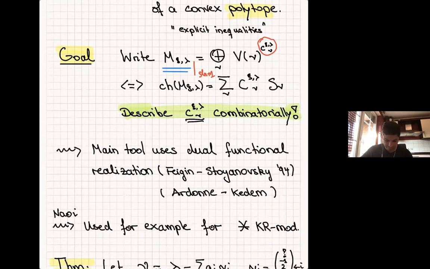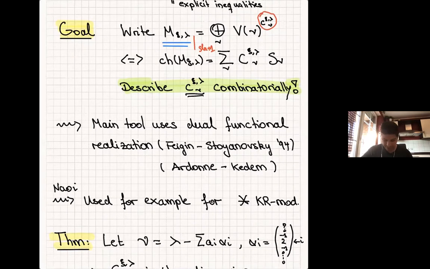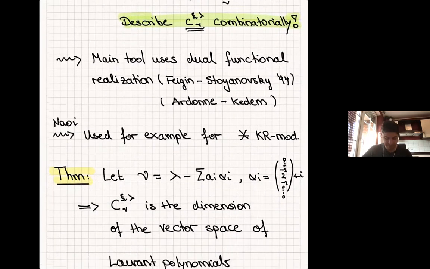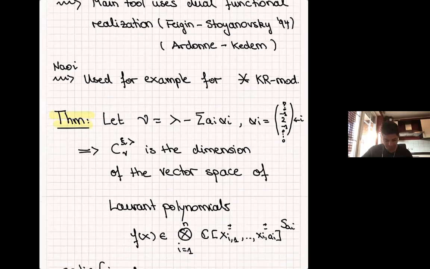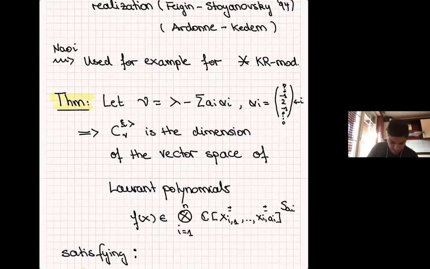Okay, so if you use this functional realization, you can at least describe this space in a functional way. So let me state it in this way. You take nu to be lambda minus a summation of simple roots, the sum of a_i alpha_i, and then this multiplicity is the dimension of a certain vector space. At the moment, I'm not saying that it's easy to describe this vector space, but let us first state it in this way.